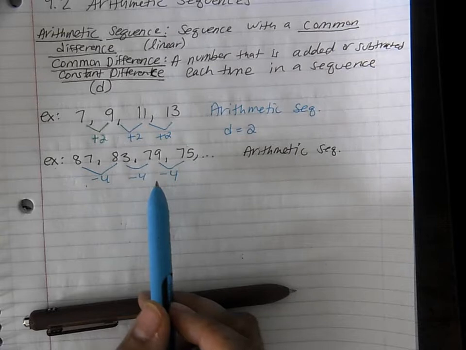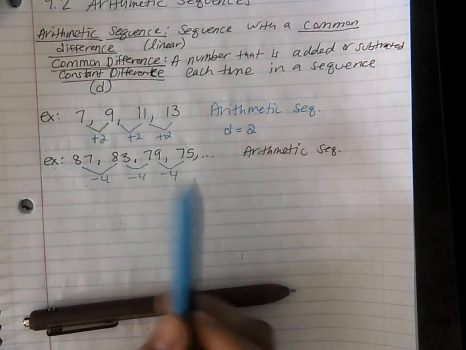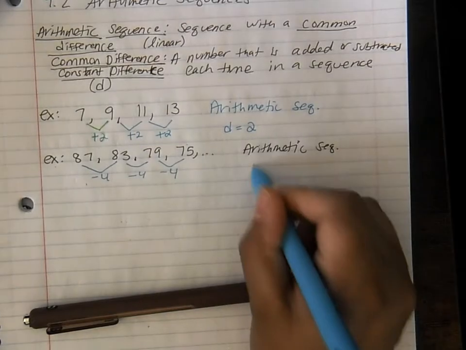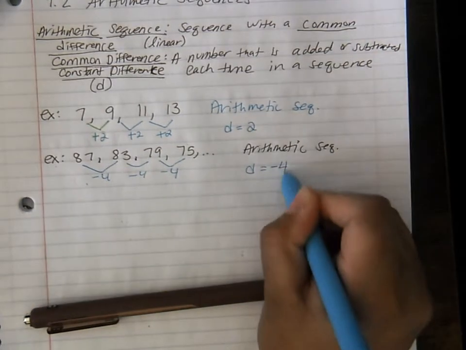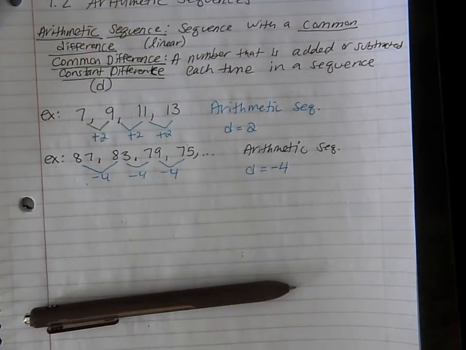It could be geometric, or we haven't worked with any that are neither, but it could be neither of them. So this time d here is -4 because I was subtracting that number every single time, subtracting 4 each time.